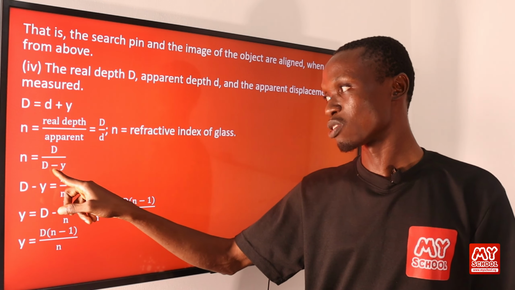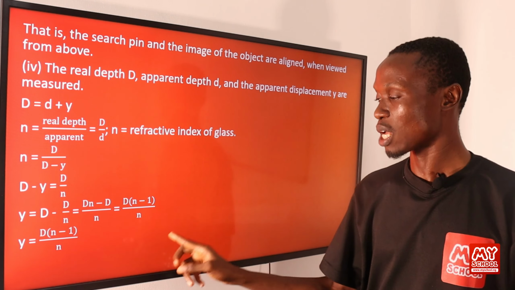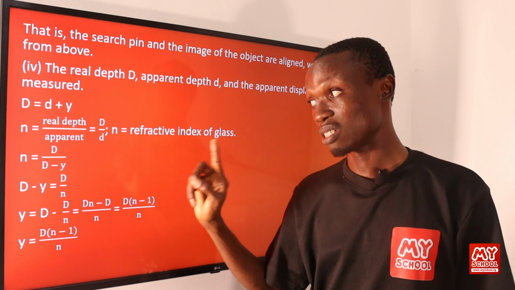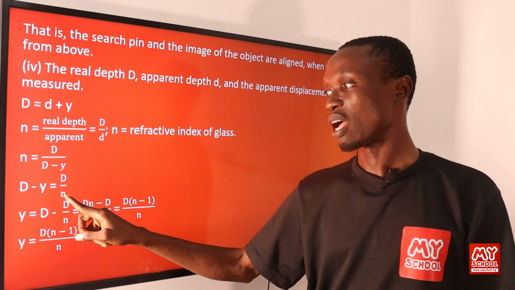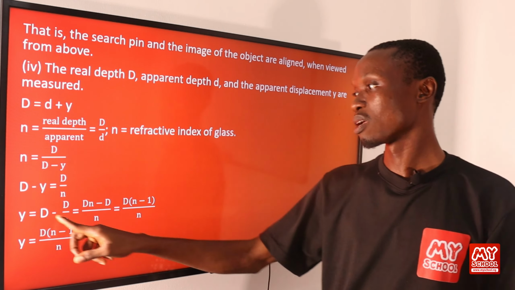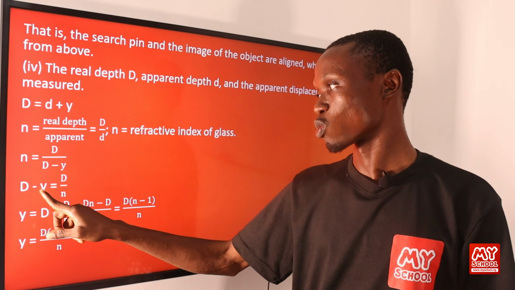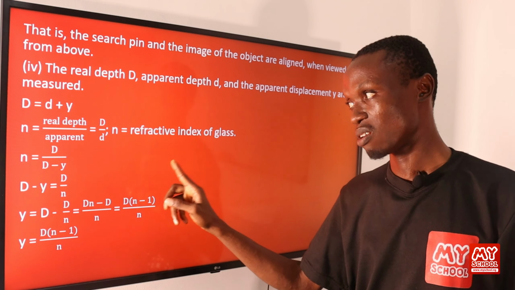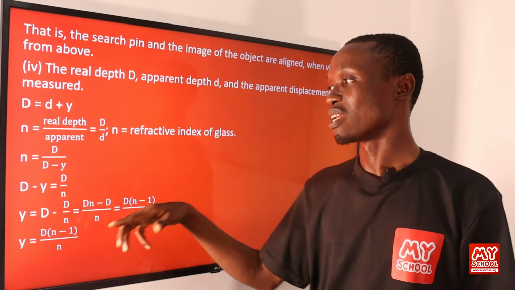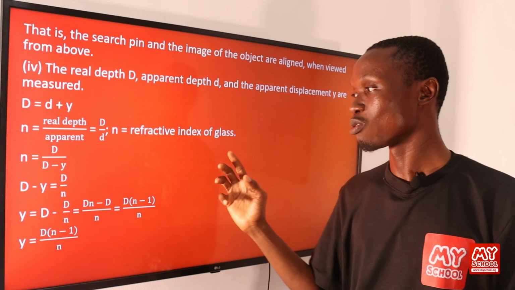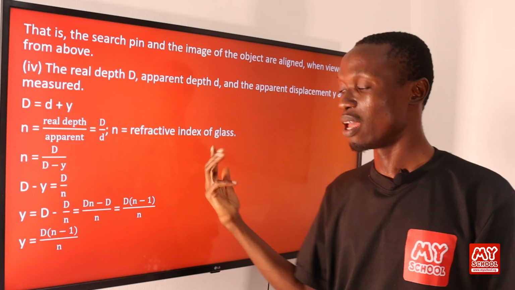So n will move to the position of D minus y, and D minus y will move to the position of n. At the end of the day, we now have capital D minus y is equal to capital D all over n. Since we want to make y the subject of the formula, we move this minus y to this side of the equation and it becomes positive. Then we move capital D over n to the other side and it becomes negative. So at the end of the day, we have D minus capital D all over n. So you can do it.